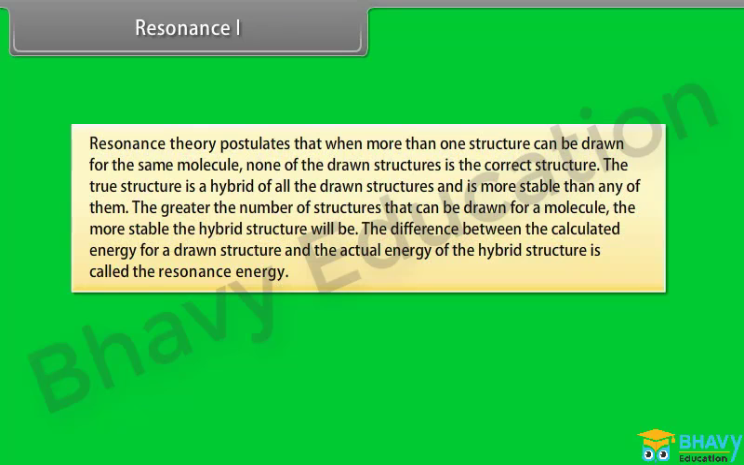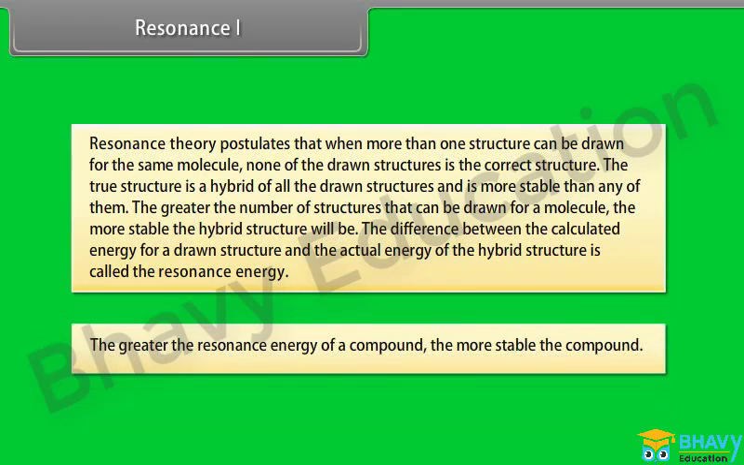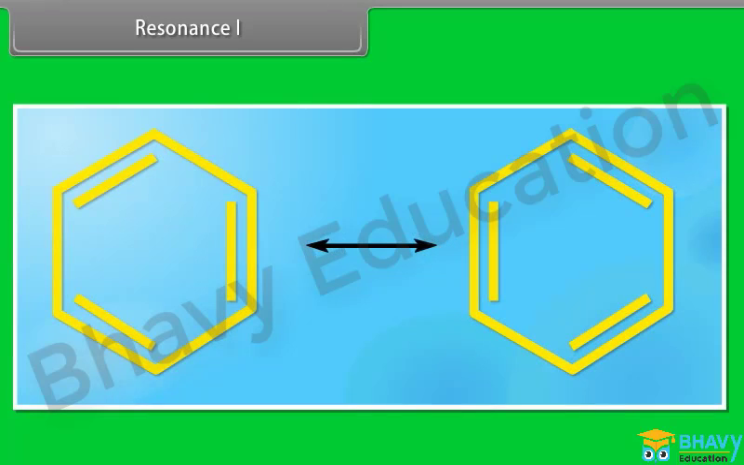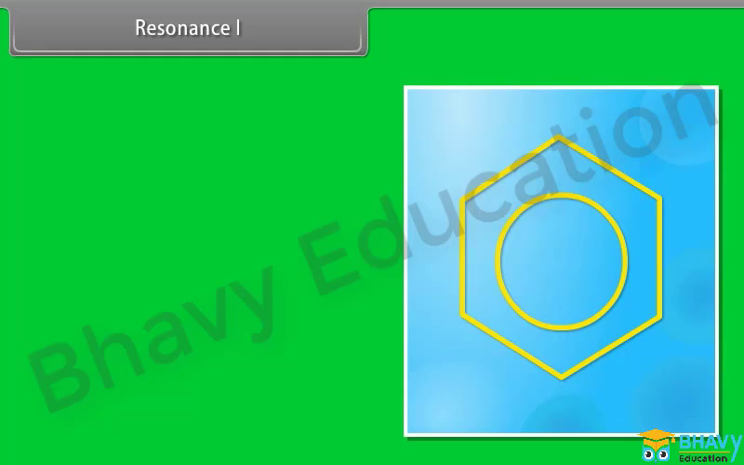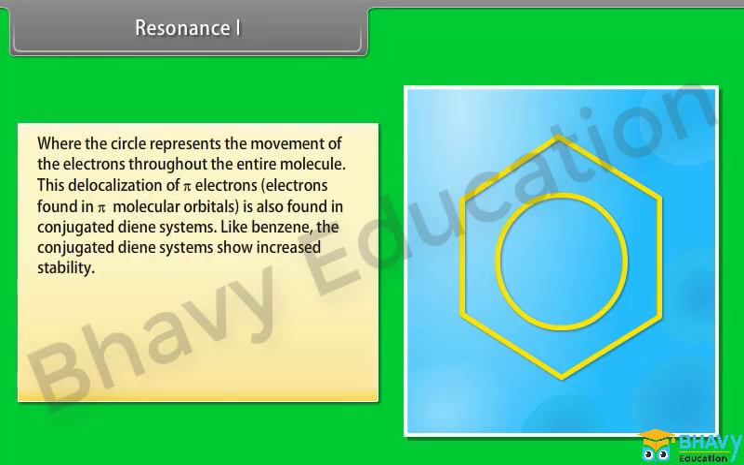The difference between the calculated energy for a drawn structure and the actual energy of the hybrid structure is called the resonance energy. The greater the resonance energy of a compound, the more stable the compound. The two structures that can be drawn for the benzene molecule are actually two resonance structures. The hybrid of these structures would be drawn as this, where the circle represents the movement of the electrons throughout the entire molecule. This delocalization of pi electrons found in pi molecular orbitals is also found in conjugated diene systems.